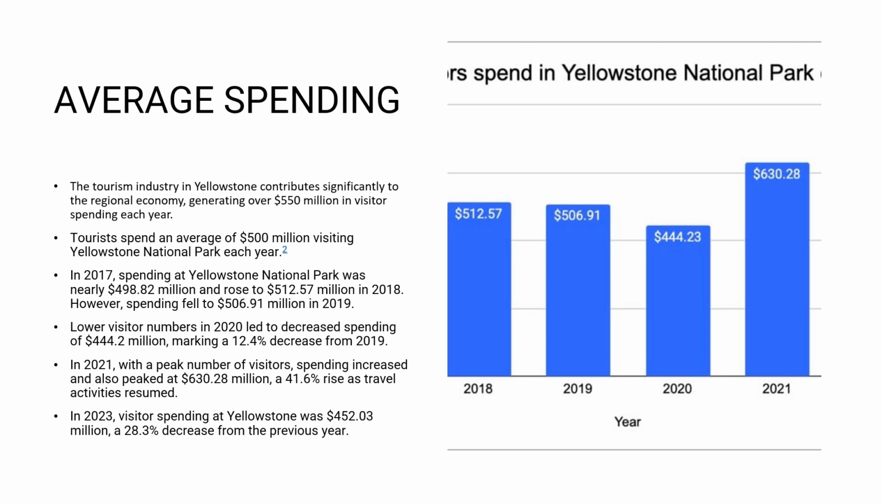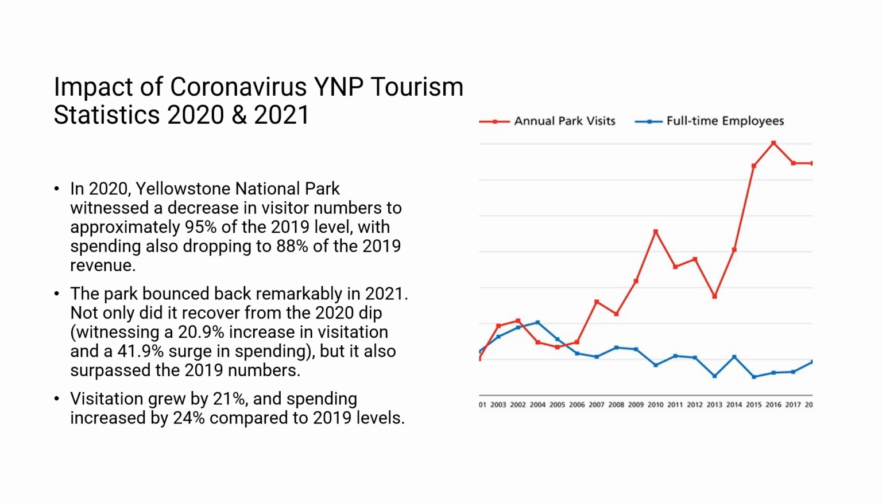The tourism industry in Yellowstone contributes significantly to the regional economy, generating over 550 million each year approximately. Tourists spend an average of 500 million each year. In 2017, the figure was about 400 million and rose to over 500 million in 2018. In 2020, visitor spending at Yellowstone was 450 million, a 28.3% decrease from the previous year. This comes from the impact of the coronavirus pandemic.